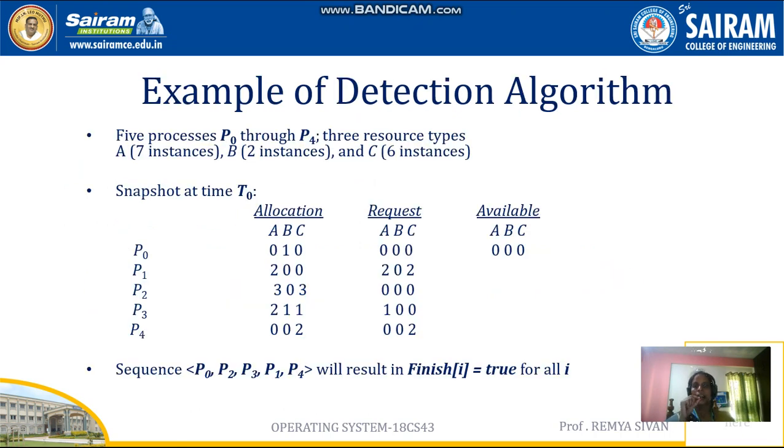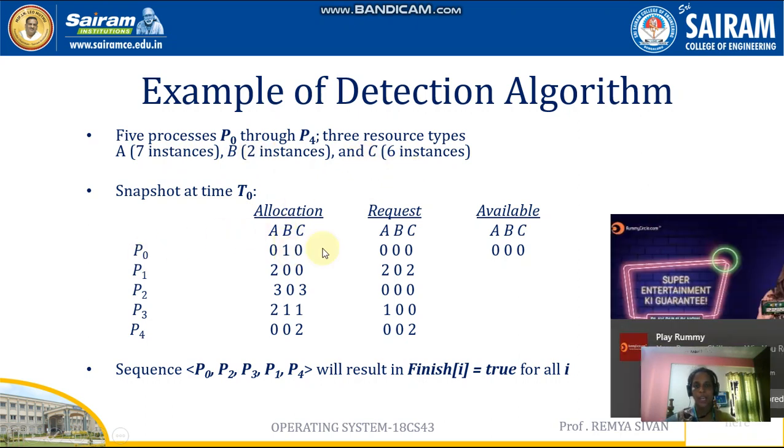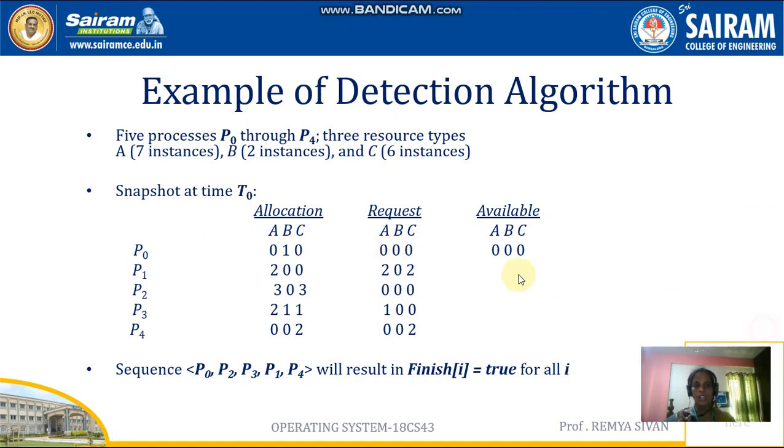The example is this one. There are 5 processes, P0 to P4, and 3 resources A, B, C. 7 instances of A are available, 2 instances of B are available, and 6 instances of C are available. P0 is allocated 1 B, and they don't want any extra resources. P1 is allocated 2 A's and they requested 2 more A's and 2 more B's.